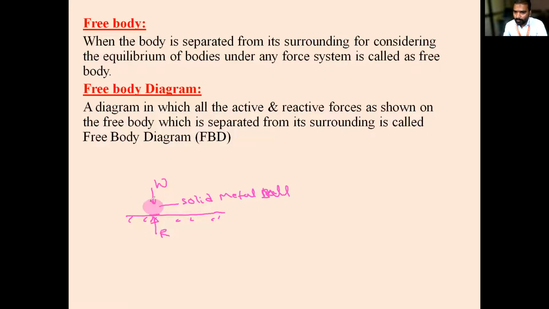Yes, sir. It is a solid metal ball. This metal ball is having some weight, that is W, acting in the downward direction. And when it is in contact with the ground surface, ground level, there is a normal reaction from the ground. So this body I will draw like this.